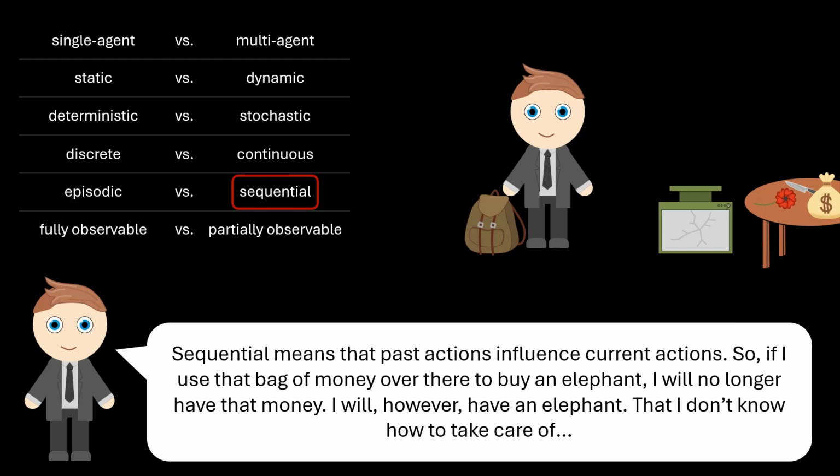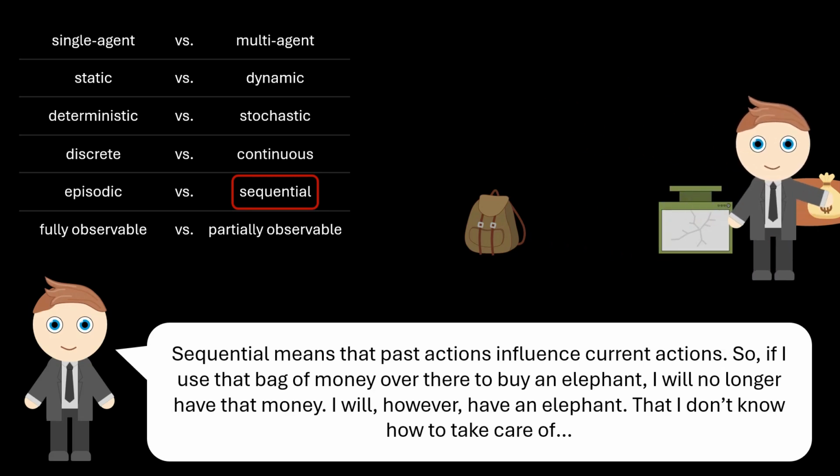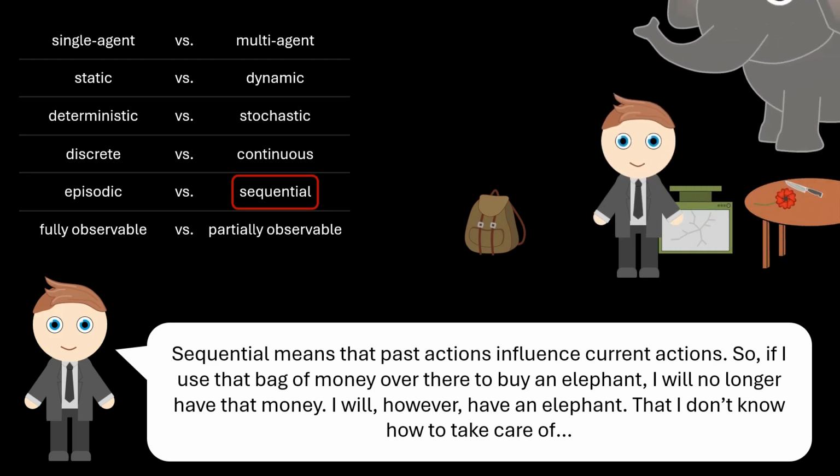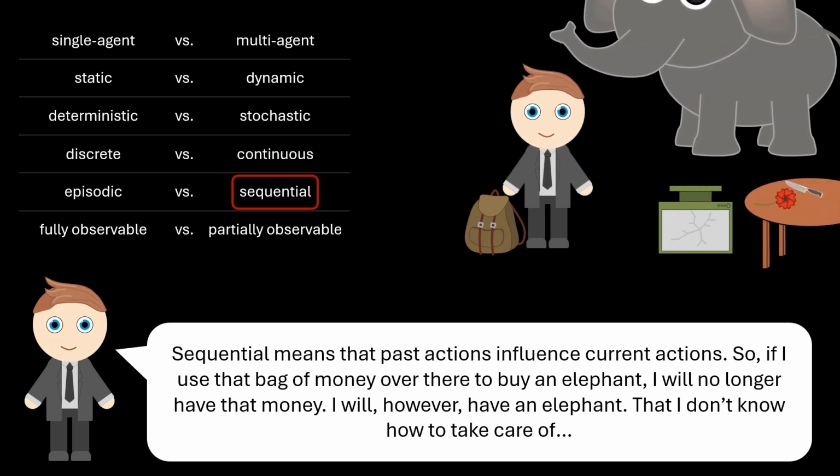Sequential means that past actions influence current actions. So, if I use that bag of money over there to buy an elephant, I will no longer have that money. I will, however, have an elephant that I don't know how to take care of.